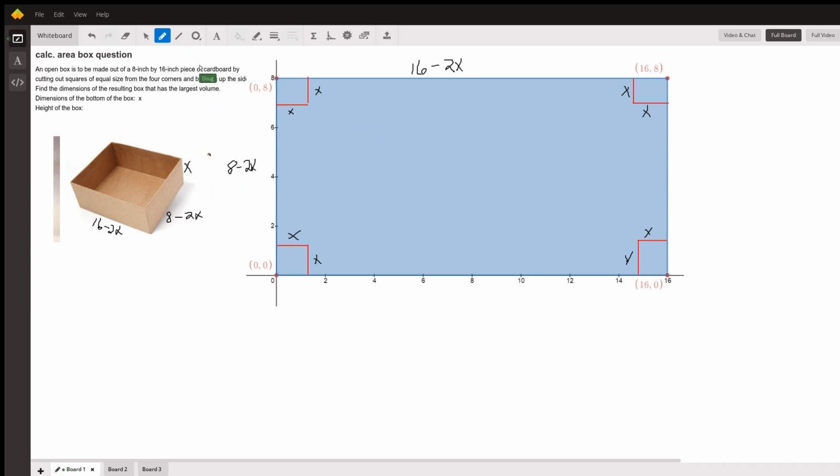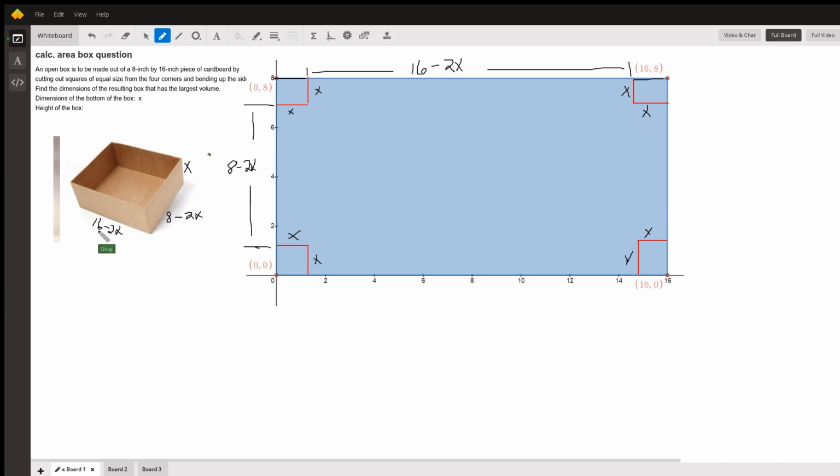And just so you can visualize it, of course, if this length is 16 and we cut an x out here and an x out here, this dimension from here to here will be 16 take away 2x. And likewise, the width of the box or the base will be 8 take away 2x.